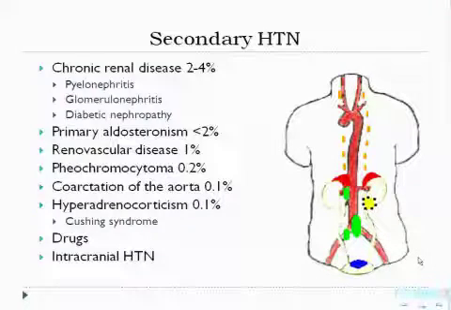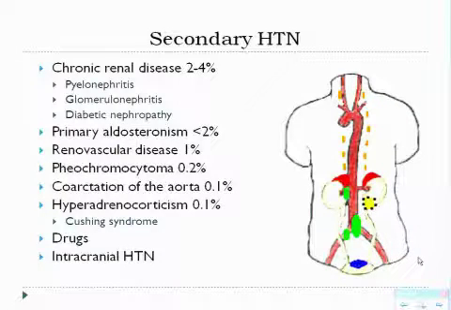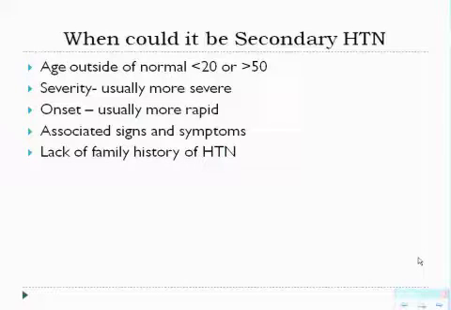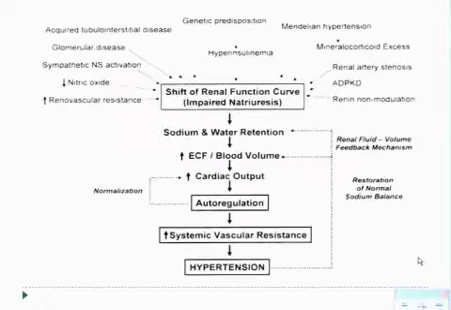Hyperadrenocorticism accounts for what's called Cushing syndromes, and can also account for this. Drugs and intracranial hypertension will also cause secondary hypertension. When should it be secondary? Well, the patient's usually outside the normal range. Most people that come in with essential hypertension start between the ages of 20 to 50. The people that are younger than that or older than 50 are usually secondary hypertension, and you've got to start looking for the different causes at that point. Severity usually is more severe. The onset's usually more rapid with secondary, and usually has associated signs and symptoms. And a lot of times these people lack any family history of hypertension.